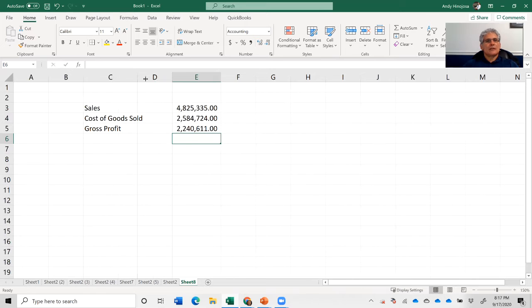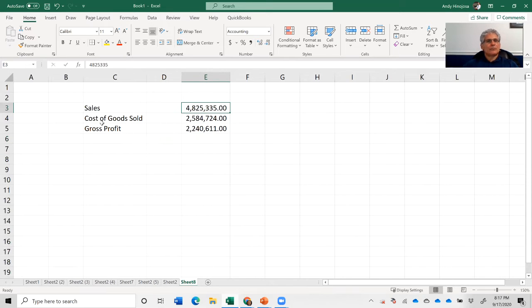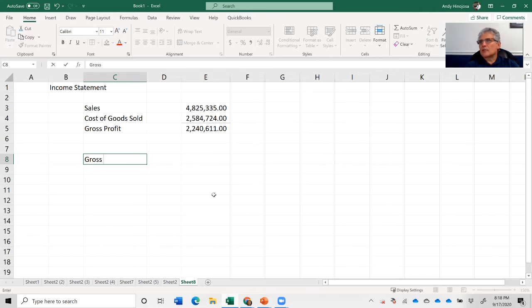So let's just assume, using these numbers, that our sales, this would be at the top of the income statement, were $4,825,335. Let's assume that the cost of goods sold was $2,584,724. And the gross profit is computed by taking the sales minus your cost of goods sold. So therefore, your gross profit is $2,240,611.